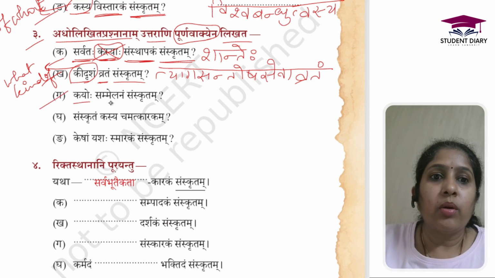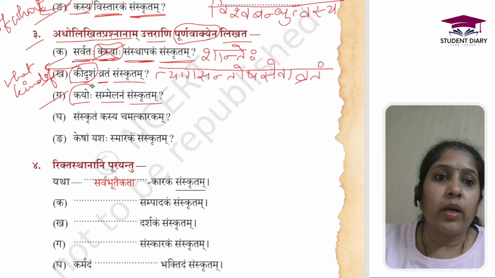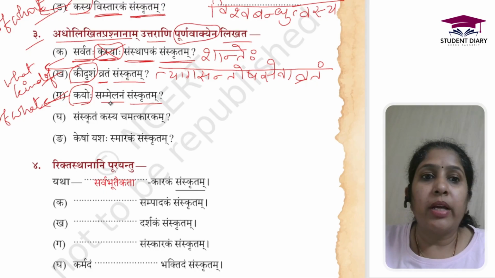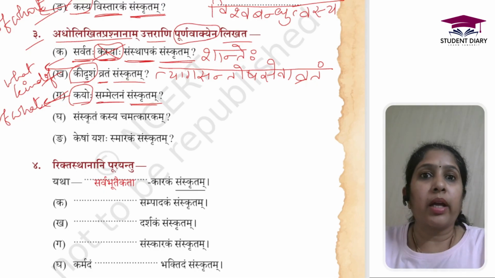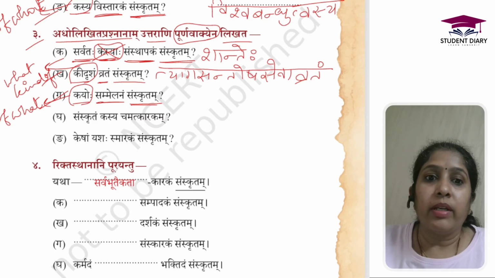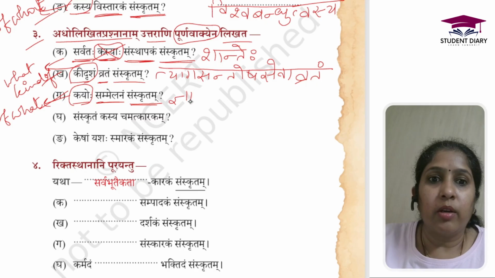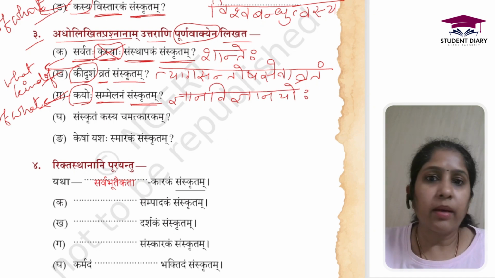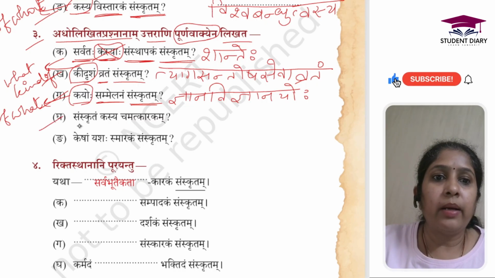Next one. Kayoho Sammelanam Sanskritam. Kayoho. It's again Shashti Vibhakti. So of what? But it is Dvivachan. So now you need two things as your answer. It should be a group of two things so that we can use Dvivachan. Sammelana means organization. Sanskrit is the organization or a place where both the things are going to meet, of what? Gyan Vigyanayoho, right? Knowledge and science. Correct? So the total answer will become Gyan Vigyanayoho Sammelanam Sanskritam. Perfect.